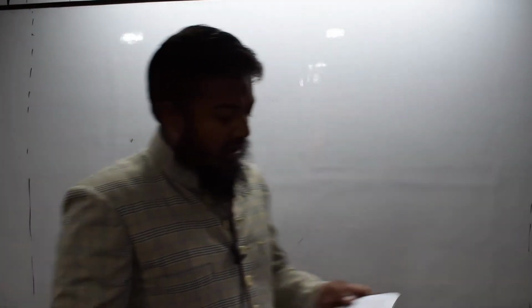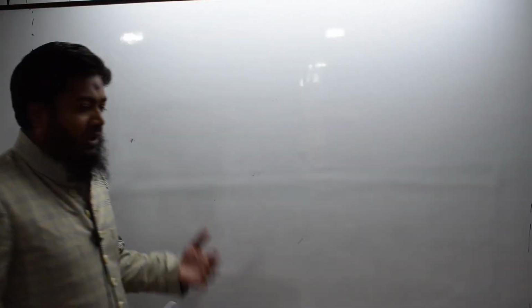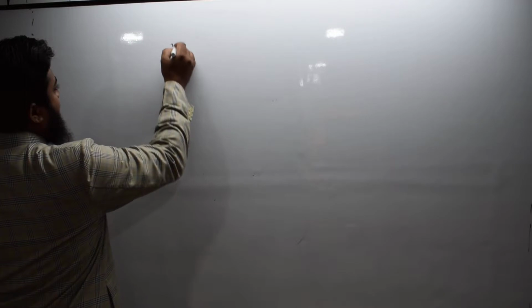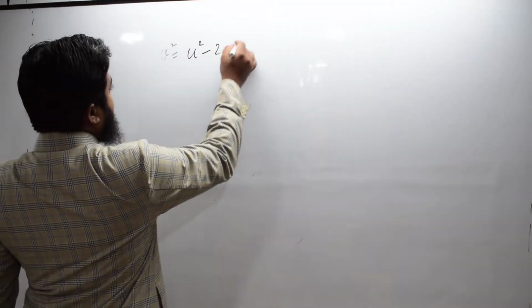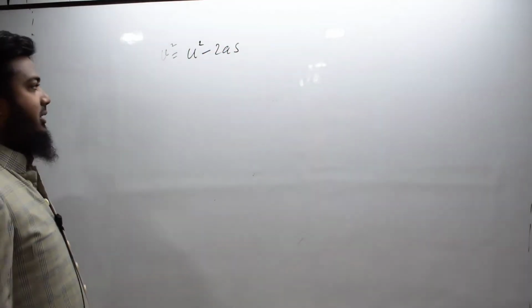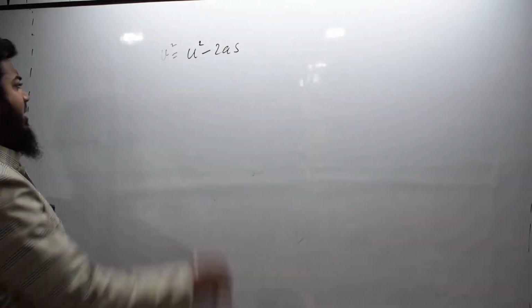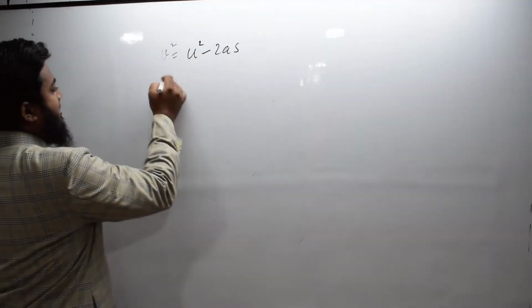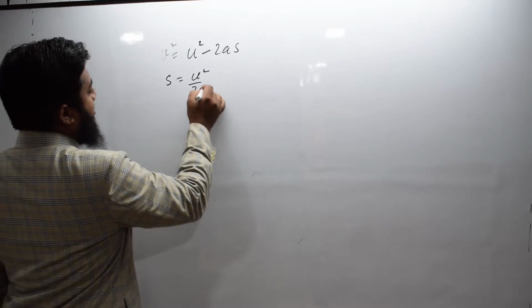The next question here is, stopping distance of a moving vehicle is directly proportional to. Now, stopping distance means a body or an object is moving and finally it stops. So, how much distance does it cover before stopping? We can use the third equation, which is v square is equal to u square, and here it is retarding motion because the body finally stops. So, minus 2as. Final velocity is 0. So, s is equal to u square upon 2a.